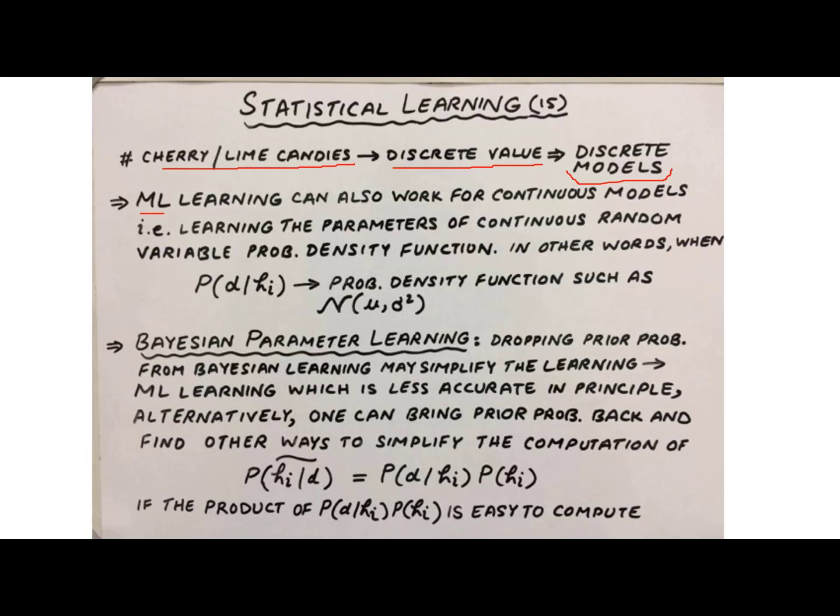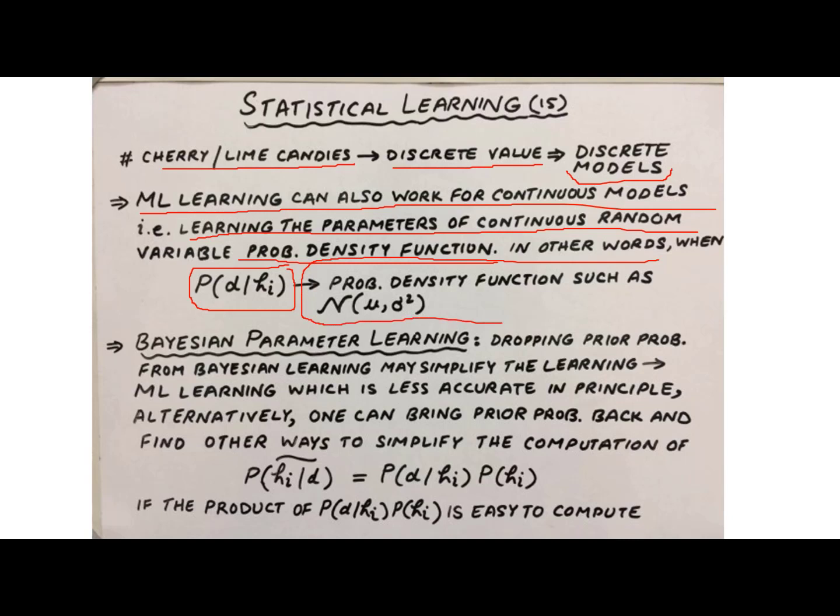However, it should be noted that the maximum likelihood or the log likelihood learning can also work for continuous models. That is a model in which the random variables have continuous nature, in which case we don't actually deal directly with the probabilities, we deal with the probability density function. So one of the most famous probability density functions that we are going to utilize in the remaining lecture is the Gaussian probability density function, which has 2 parameters, the mean and the variance.